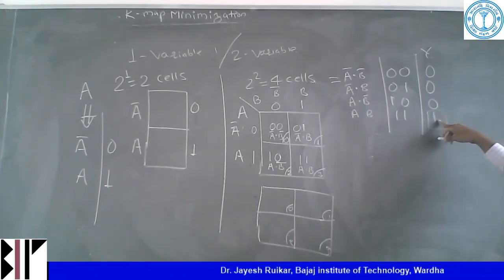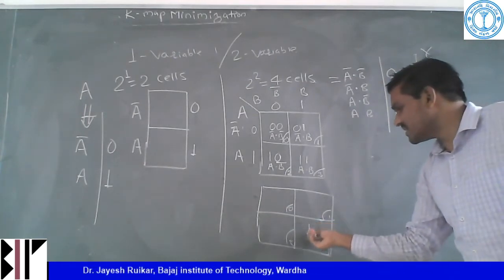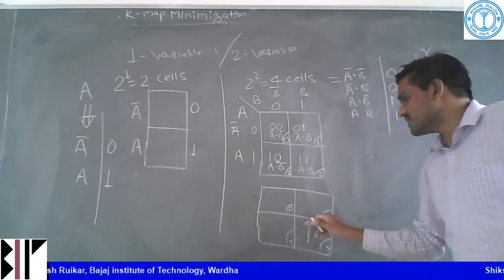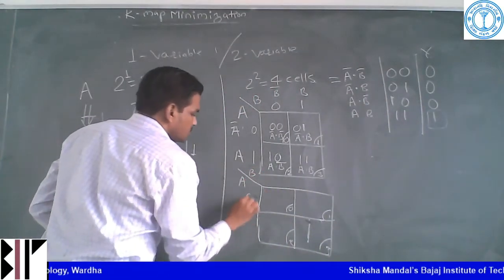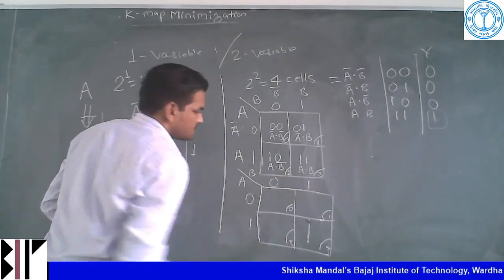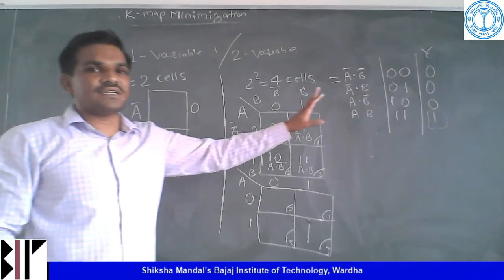So 1 at what decimal number does it give? It gives it at 3. So I will write 1 here. Okay, and then I have to minimize this K-map. So I will write 0, 1, 0, 1. And now the minimization. This is just the representation I have given.